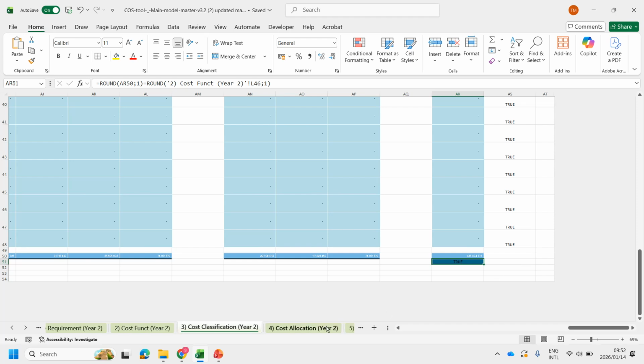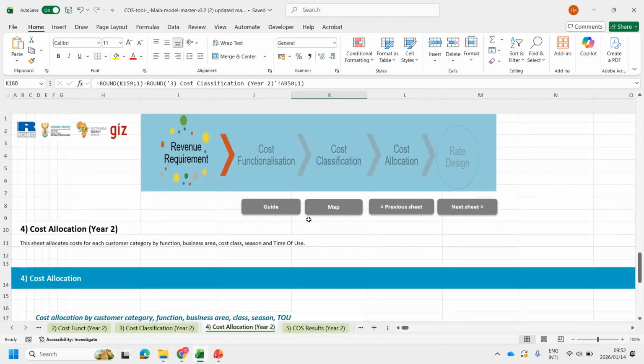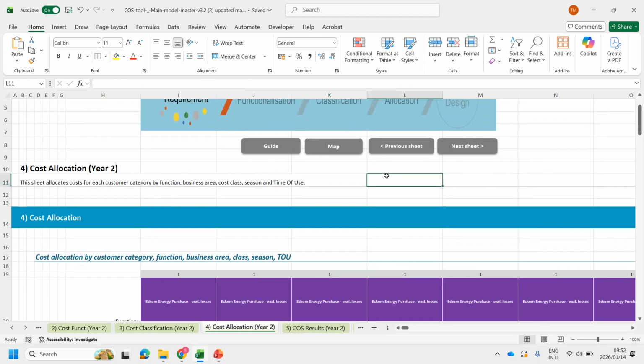And the final step is the cost allocation. So this is where you are splitting the bill to your customers. This is the step where you're trying to see how much am I spending to service my residential customers, how much am I spending to service my commercial customers, and so on and so on. This enables you to know how much you would need to charge them in order to recover the total cost of service.